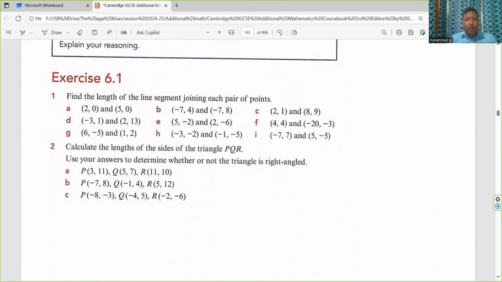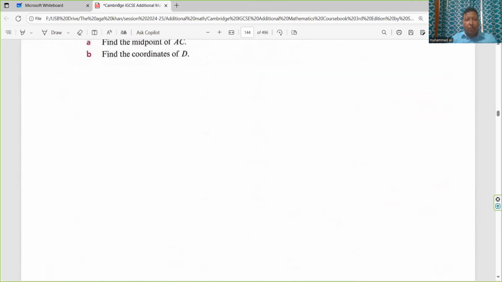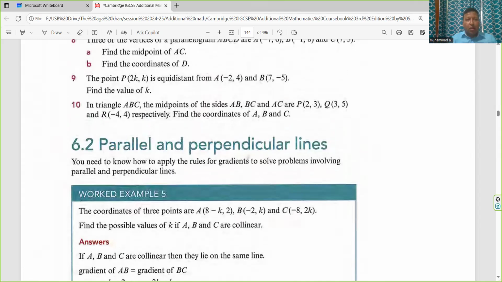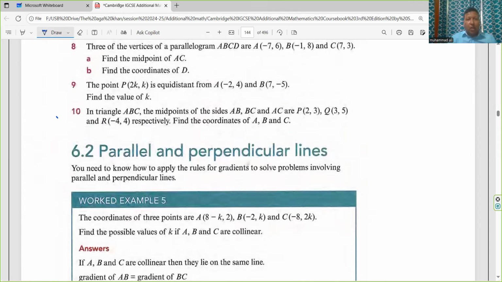So 6.1 question number 10. This is a little bit different maths. In a triangle ABC, the midpoints of the sides AB, BC, and AC are P (2, 3), Q (3, 5), and R (-4, 4) respectively. That means one after another. Find the coordinates of A, B, and C. Okay, now we try to solve this.